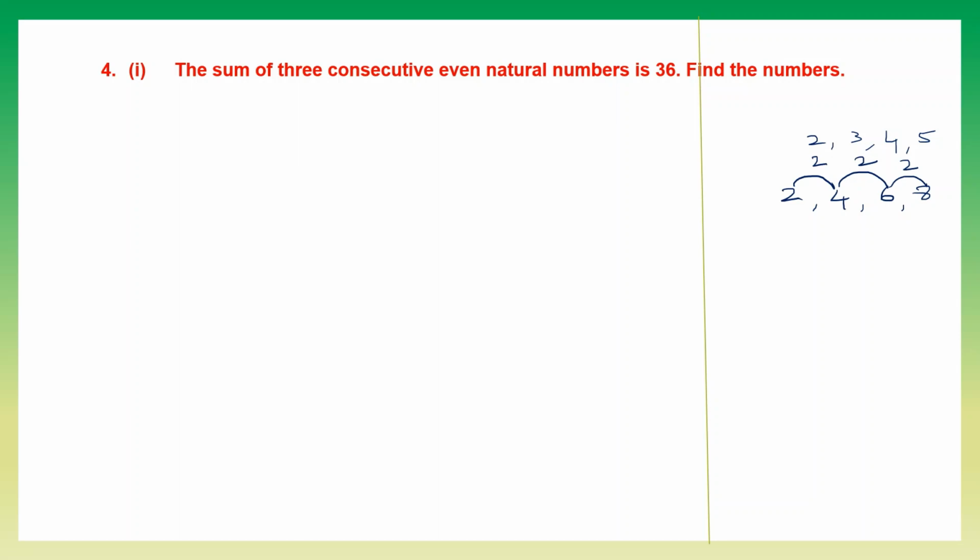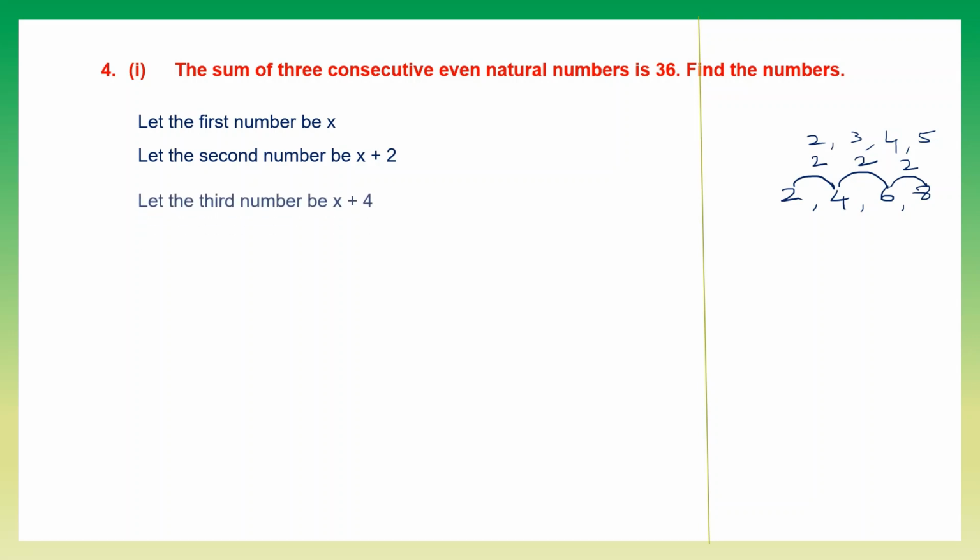So now we are going to consider the first natural number, even number, to be x, the second number to be x plus 2. Okay, x plus 2 because only then you will get the next even number. And the third number will be x plus 4.